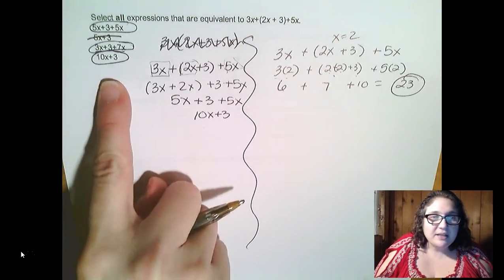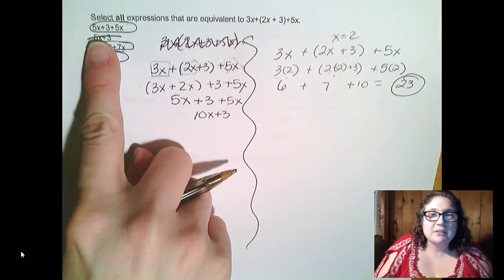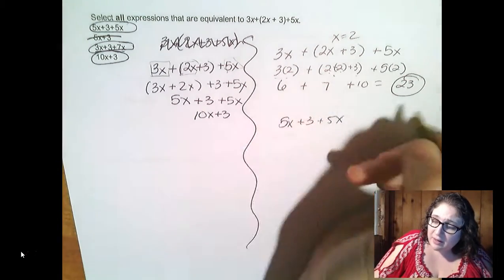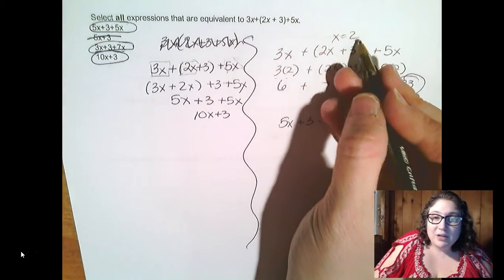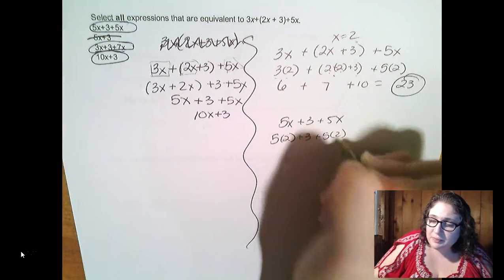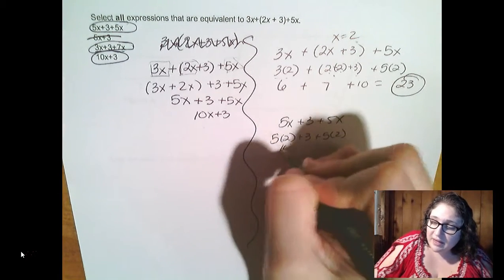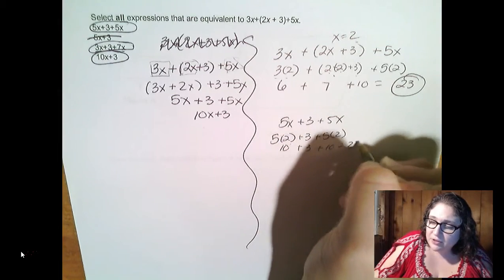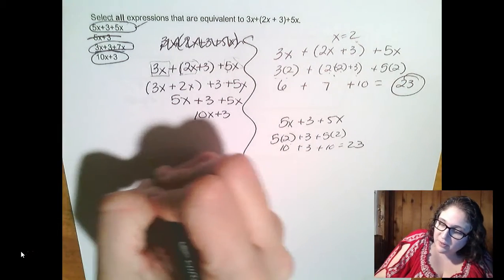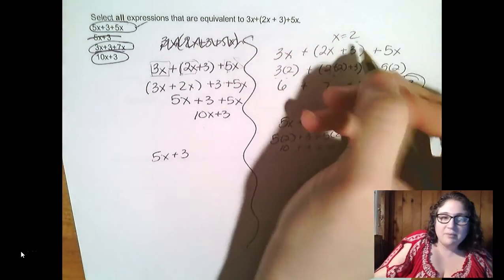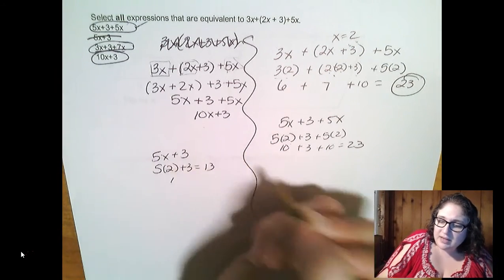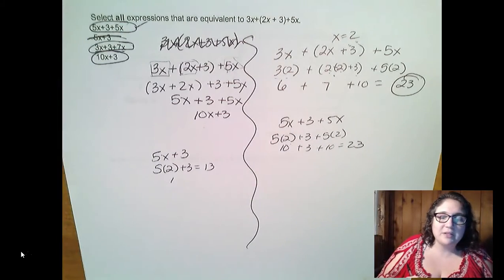Now for each one of these, we're just going to put in 2 and see what happens. So let's see. Here we have our 5x plus 3 plus 5x. Well, let's say we don't know how to combine like terms. No problem. We're going to substitute the 2. 5 times 2 plus 3 plus 5 times 2. Well, 5 times 2 is 10 plus 3 plus 10 equals 23. So we've confirmed the first one's correct. Let's look at the next example. 5x plus 3. Remember we said x equals 2. 5 times 2 is 10. 10 plus 3 is 13. So we've confirmed that one doesn't work.